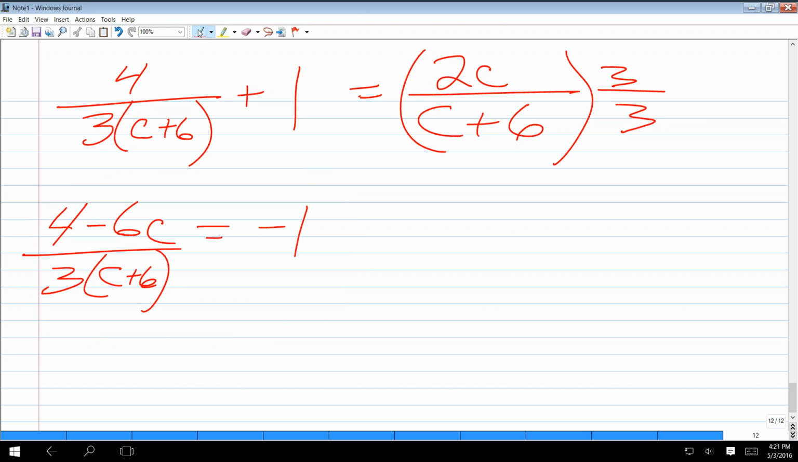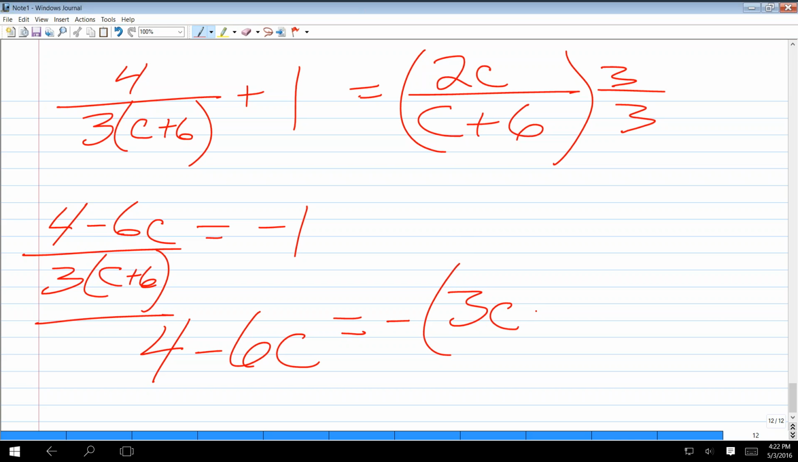Then you would, could you cross multiply and just get rid of the 1? Not really cross-multiplying. Cross-multiplying is a term that's used when you have a fraction equals a fraction. In this case, all I need to do is multiply both sides by that denominator, right? And I will leave on the left side 4 minus 6c, and on the right side minus 1 times 3c plus 18. Now I get the same solution. I still get c equals 22 over 3.